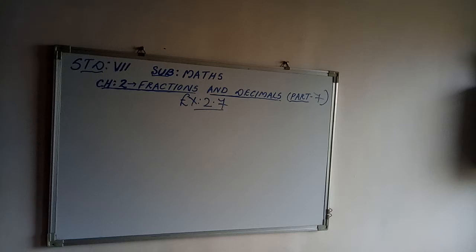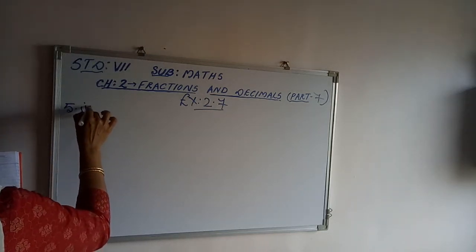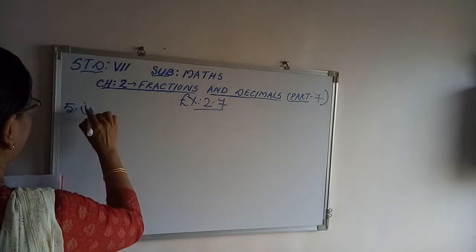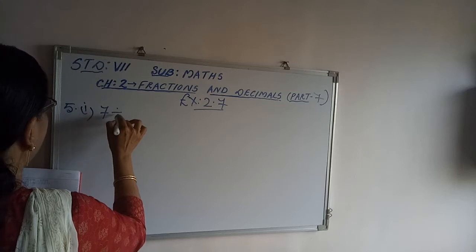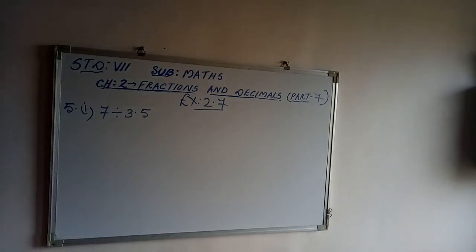Now the next question, that is the fifth one. That is the division of a decimal number by another decimal number, or a whole number by a decimal number. The first question, 7 divided by 3.5. Listen how this is to be done.